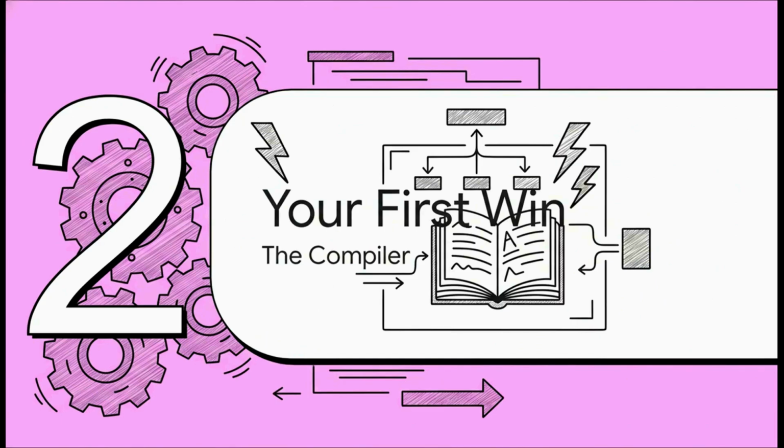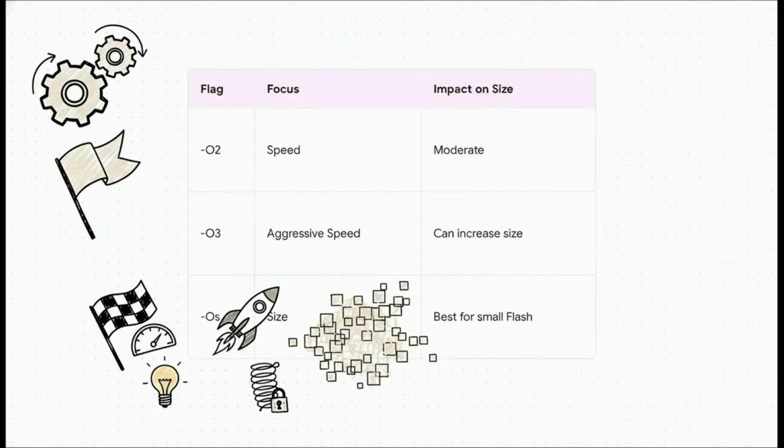All right, let's get our first win on the board. And the best part? You don't have to change a single line of your code to do it. We're talking about the compiler. It's all about just telling the toolchain what you actually want it to prioritize. Now, when you're debugging, you're probably using O0, which means no optimization at all. But just by changing a simple flag, you can get a huge boost. O2 is a fantastic balanced option for speed. O3 goes even harder on speed, but be careful, it can sometimes make your code bigger. And my personal favorite for projects tight on memory, Os, which is optimized for size. It gives you almost all the speed of O2, but keeps the final binary as small as possible.